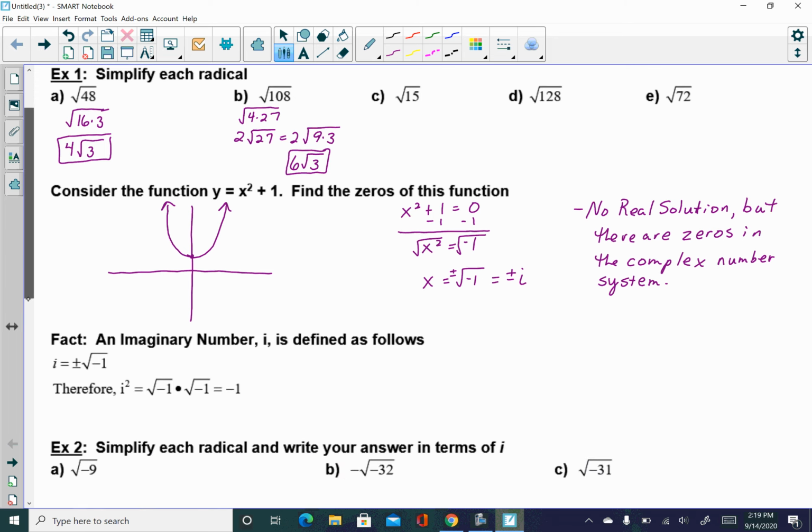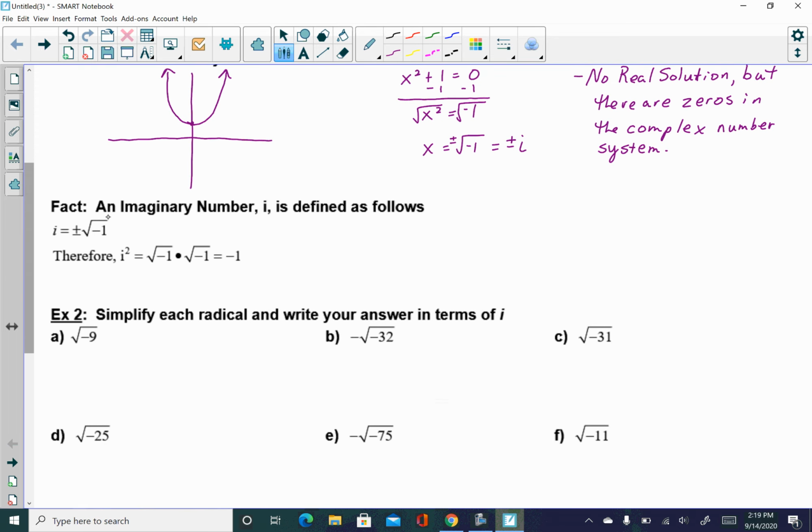Okay. All right. So just below that, an imaginary number i is defined as follows: i is equal to plus or minus the square root of -1. Therefore, i squared, think about it. Well, if i is the square root of -1, then i squared would be the square root of -1 times the square root of -1. And anytime you take a square root and multiply it times itself, you just get what's inside, okay? So i squared is equal to -1.